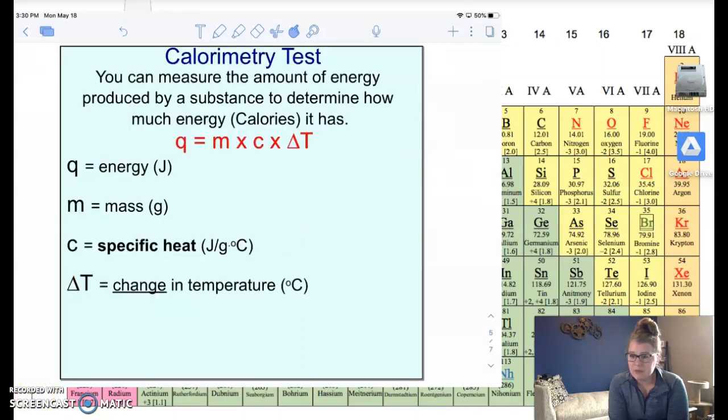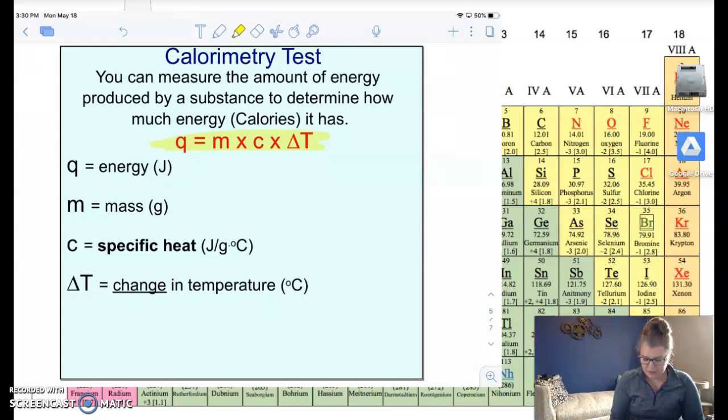So the last way you can figure out how many calories, kilocalories, are in a food is by performing a calorimetry test, which is an energy measurement test. And there is an equation that goes along with this. Q is equal to MC delta T. Essentially, if you can plug in your values here, you can solve how much energy is in a particular food or item or anything, really.